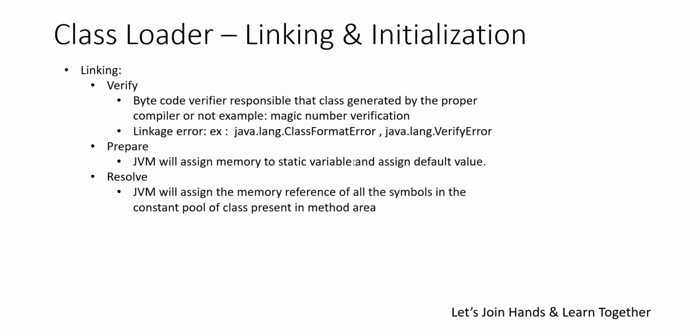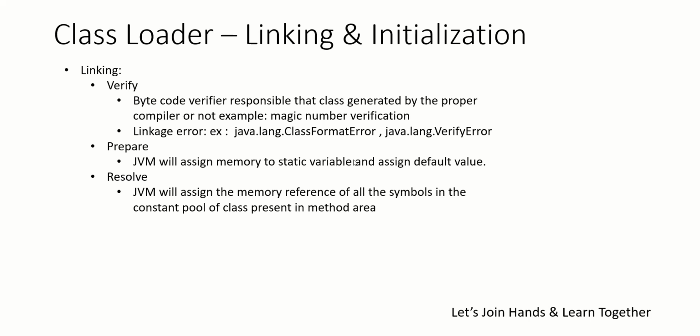And the resolve phase will assign memory references for all the symbols, like whatever we have seen in the constant pools. Those symbolic references, where exactly that memory is present, that mapping will be done only in the resolve phase. This is where the memory is present for this symbol, and this for that symbol. That simple symbol-to-memory mapping will be done only in the resolve phase.